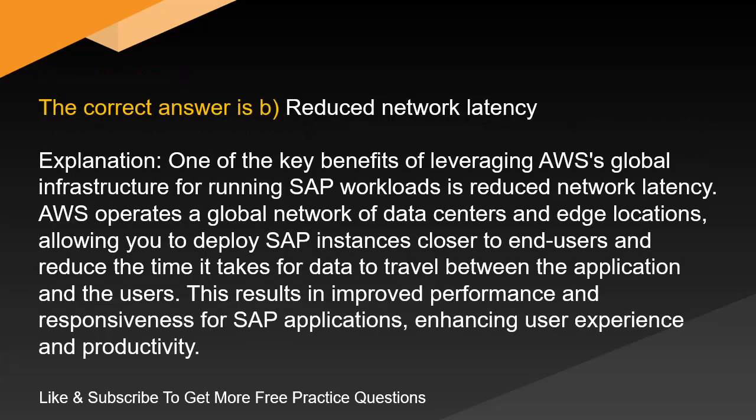The correct answer is B. Reduced network latency. Explanation. One of the key benefits of leveraging AWS's global infrastructure for running SAP workloads is reduced network latency. AWS operates a global network of data centers and edge locations, allowing you to deploy SAP instances closer to end users and reduce the time it takes for data to travel between the application and the users. This results in improved performance and responsiveness for SAP applications, enhancing user experience and productivity.